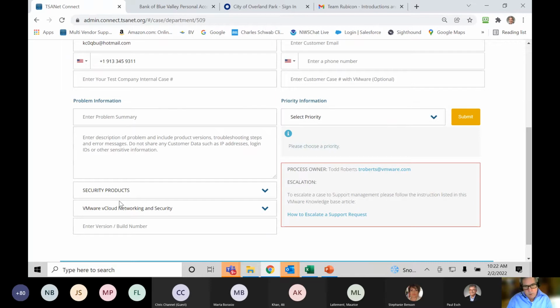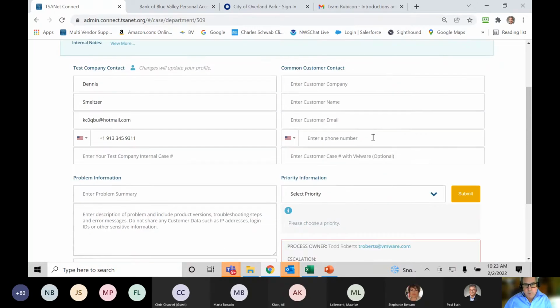And then what they're doing is triaging that, sending it on to the group that needs to be involved in it. You put in whoever the customer information is. This field right here is if the customer has already opened up a ticket, then you can put in that case number, and that's going to tell the receiving party, in this case VMware, hey, here's the ticket number.